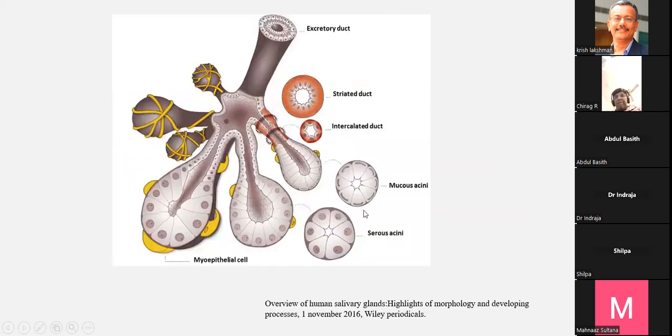This is the fully developed salivary gland duct anatomy, which is showing secretory and non-secretory cells. Secretory cells include mucous and serous cells, and non-secretory cells are myoepithelial cells. And the duct system includes intercalated, striated, and excretory ducts. Myoepithelial cells are useful for the excretion of the saliva into the duct system.